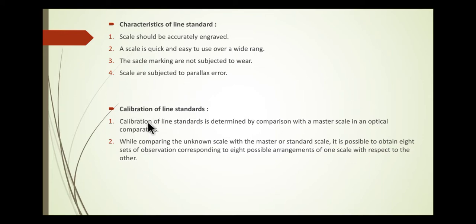Calibration of line standard. Calibration of a line standard is determined by comparison with a master scale in an optical comparator. Second, while comparing the unknown scale with the master or standard scale, it is possible to obtain 8 sets of observations corresponding to 8 possible arrangements of one scale with respect to the other.